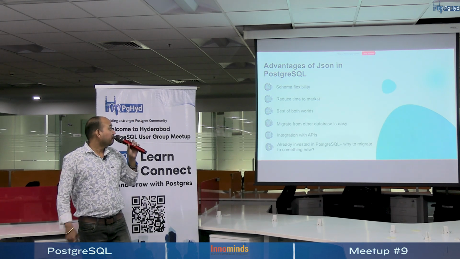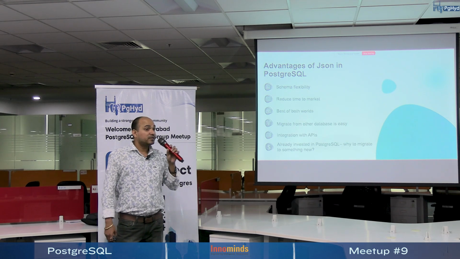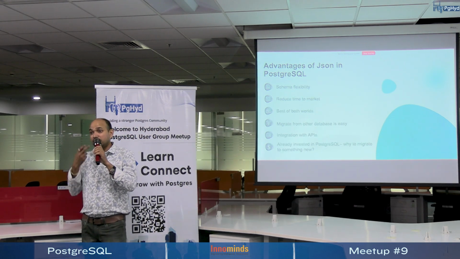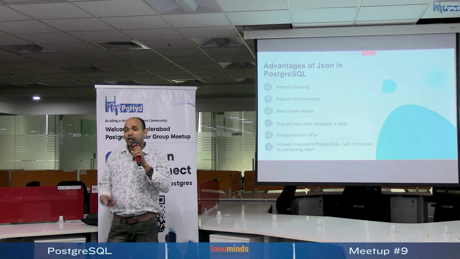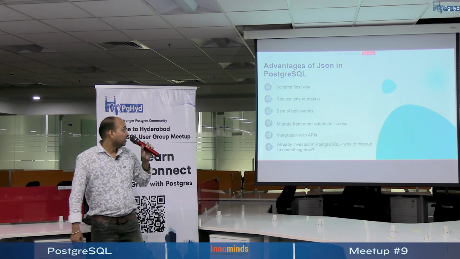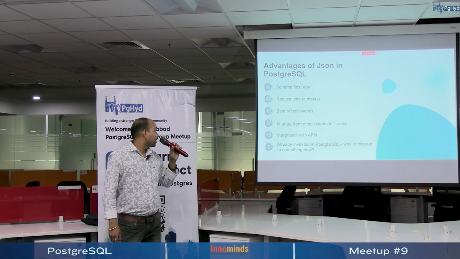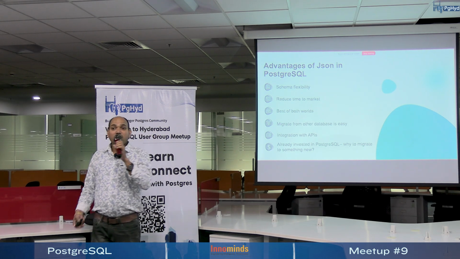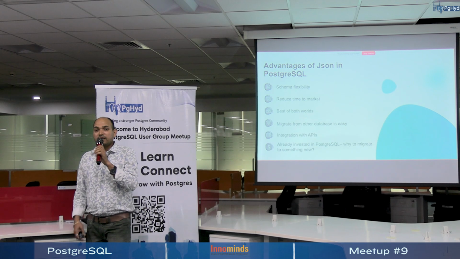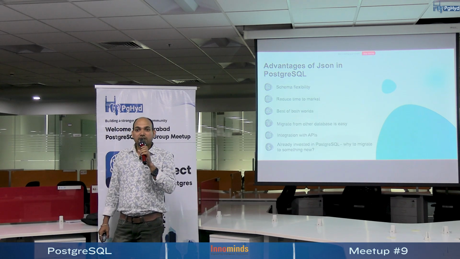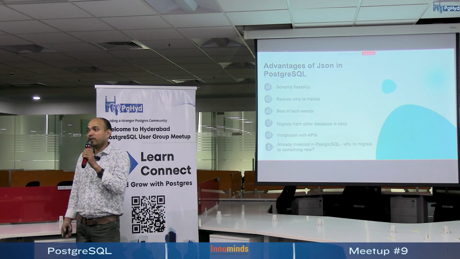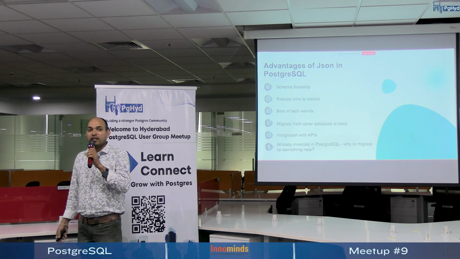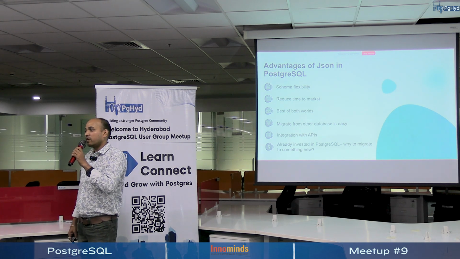And then migrating from other databases is easy. Other commercial databases use JSON, so if you want to migrate, it is also easy now. Then integration with APIs, we already spoke about that. And the next is if you are already in PostgreSQL, your workload is running in PostgreSQL, and in recent development you feel that you need a NoSQL feature, then you can consider JSON for your workload.